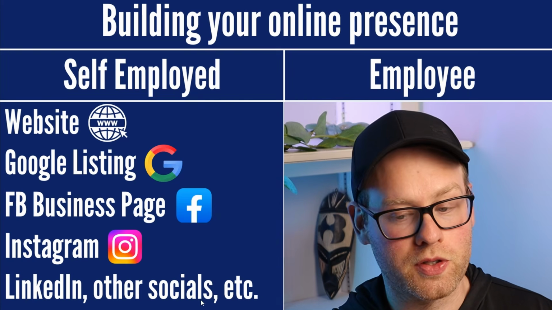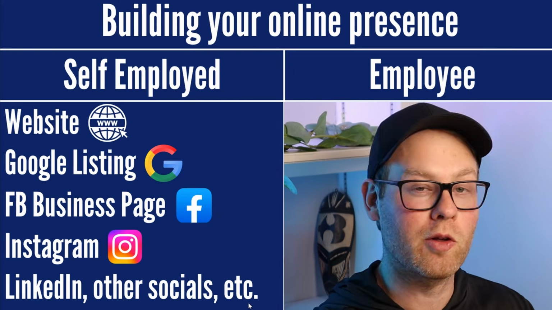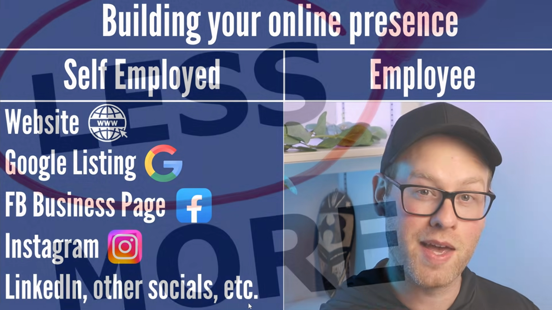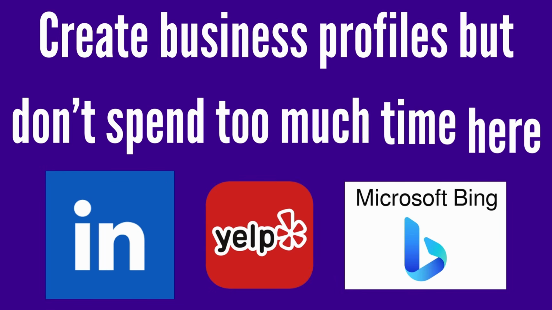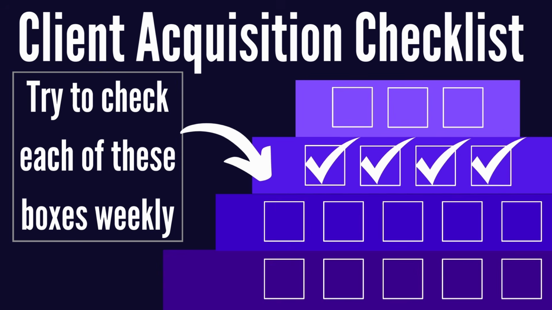LinkedIn, Yelp, other socials, etc., they can help in this whole 5 Mile famous campaign, but they're usually going to be a lot less important. Create business profiles on them, but don't spend too much time there. Try to do at least 4 things each week, including but not limited to the things we just discussed to build your online presence. And remember, we care about being locally famous, not influencer famous.